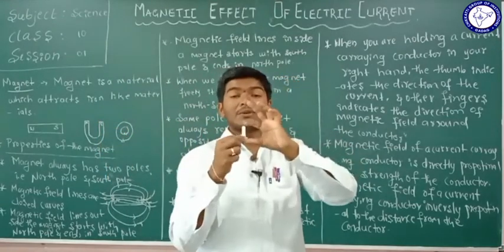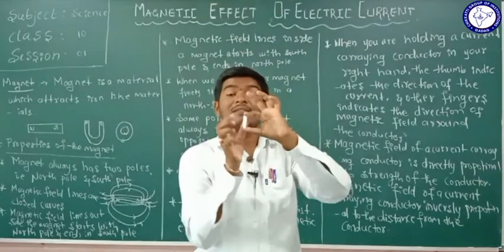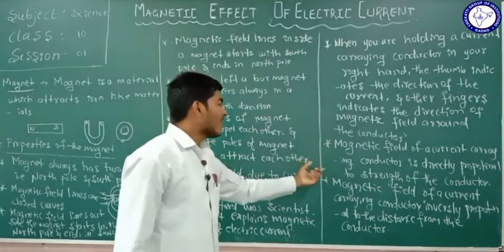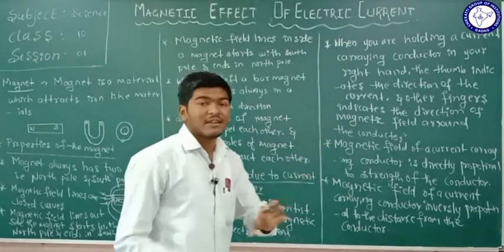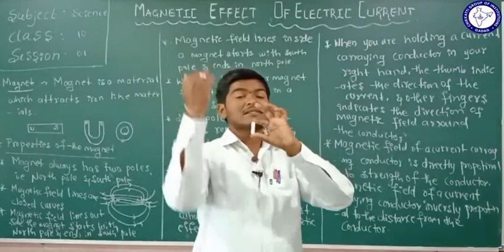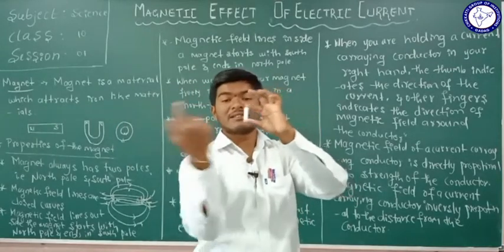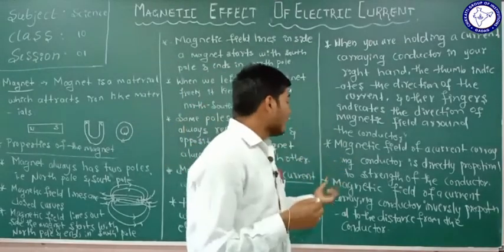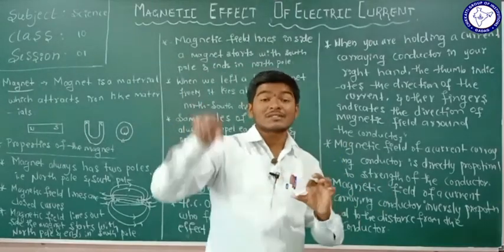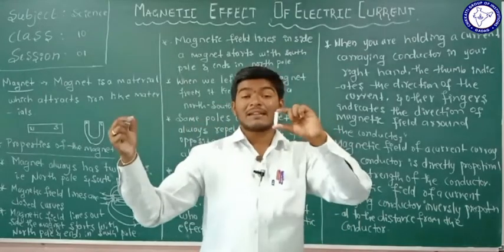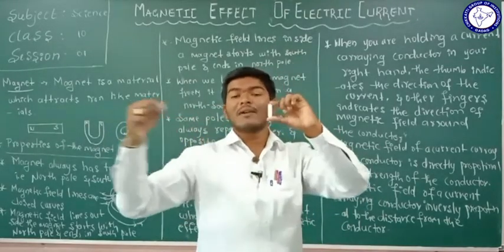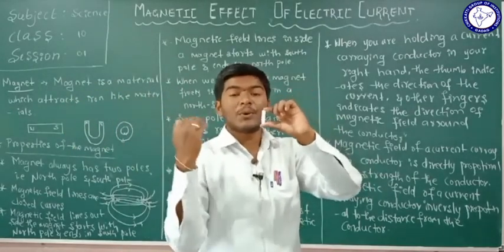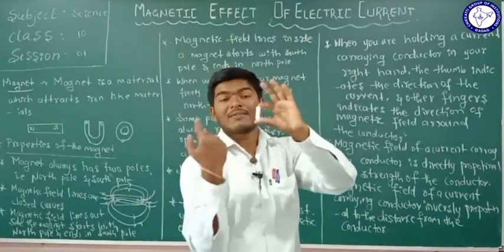And according to the strength of the conductor, the first property says the magnetic field of a current carrying conductor is directly proportional to the strength of the conductor. As we increase the strength of the conductor, the strength of the magnetic field always increases. And the magnetic field is inversely proportional to the distance from the conductor. If we go away from the conductor, the magnetic field decreases. If we go closer to the conductor, the magnetic field increases.